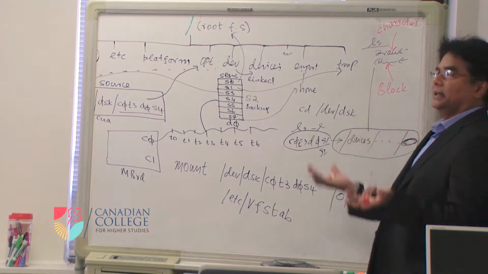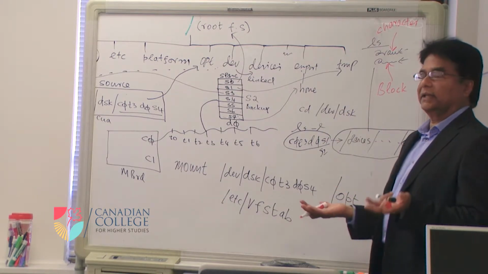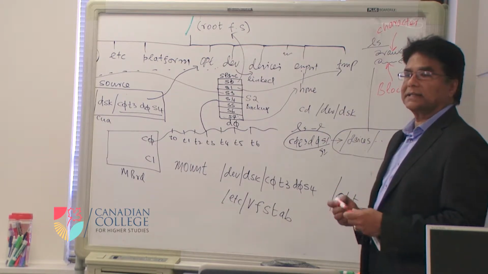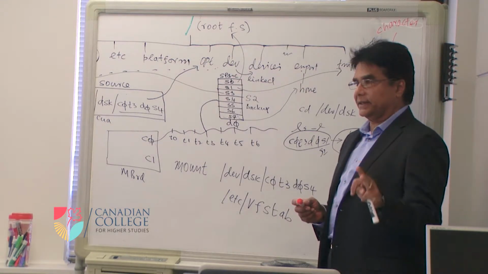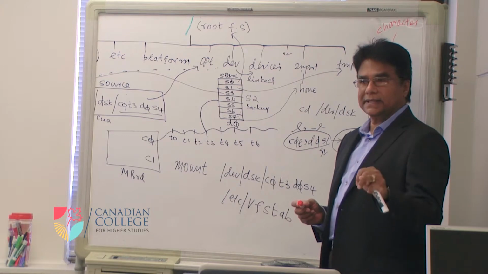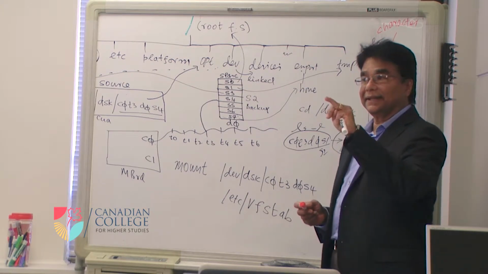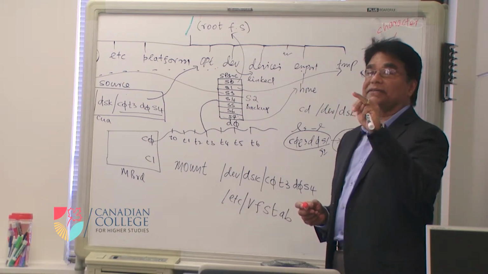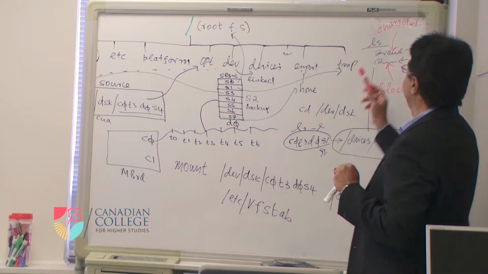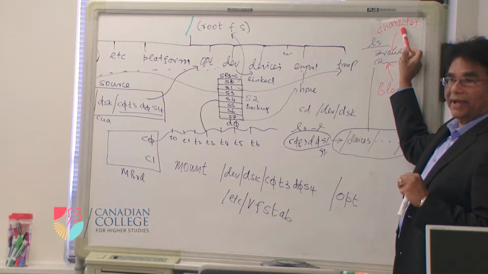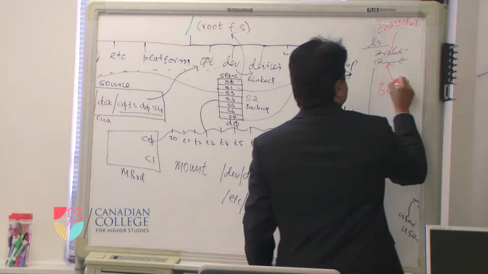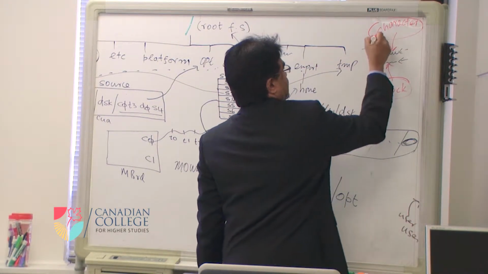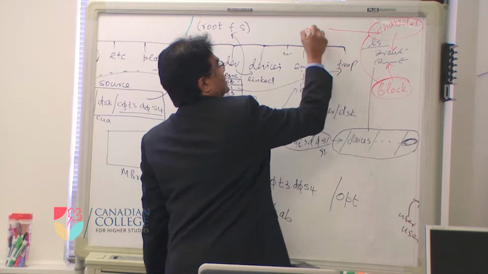I told you there are different types of files. What are the different types of files I told you in the last lesson? Regular files, directories, and then links, and then the last one is device files. What are the device files? Character device files and block device files. These two are device files.